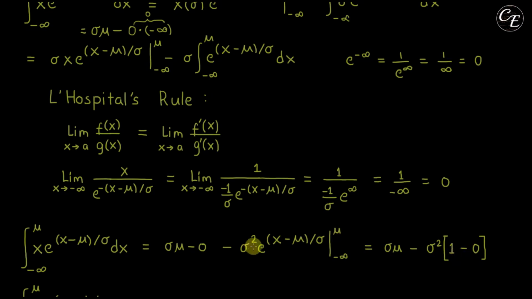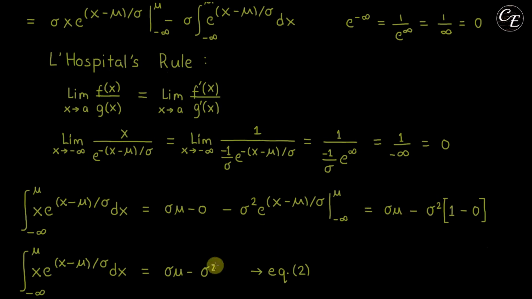Then we have here sigma squared, which is a constant, and then substituting this mu for x in here, we have mu minus mu, which is 0, and 0 divided by constant which is greater than 0 still 0, and e raised to 0 is 1, so we have here 1. And then substituting this negative infinity for x in here, we have negative infinity minus constant is still negative infinity, and negative infinity divided by constant which is greater than 0 still negative infinity. And e raised to negative infinity is 0, so we have here 0. Then simplifying it, we'll get sigma mu minus sigma squared times 1, which is sigma squared. So we have now our result for evaluating the first integral expression.